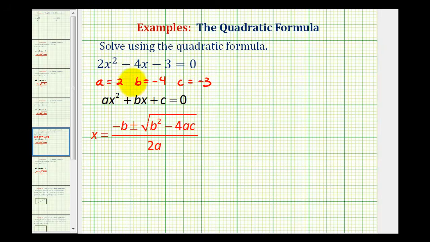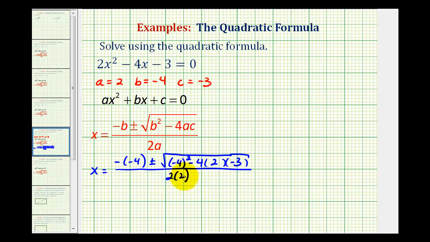So now we'll perform substitution into the quadratic formula. So we'll have x equals negative b, which is going to be negative 4, plus or minus the square root of b squared, which is negative 4 squared, minus 4 times a times c, where a is 2 and c is negative 3. And all of this is over 2 times a, or 2 times 2. Notice how in this first step we only perform the substitution, and now we'll begin to simplify.